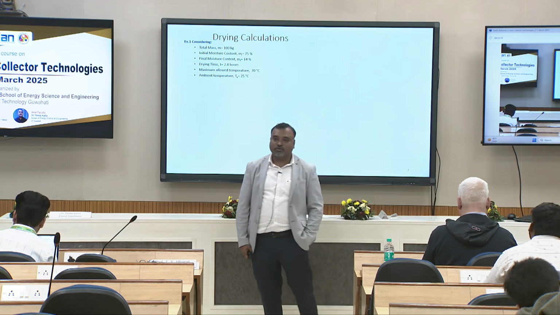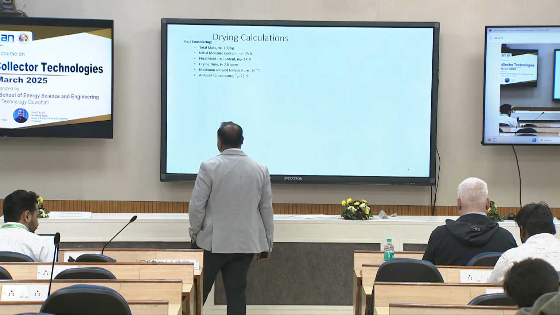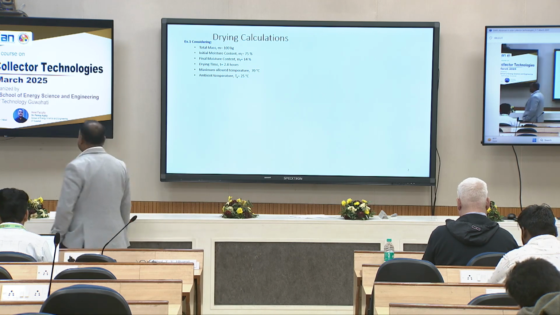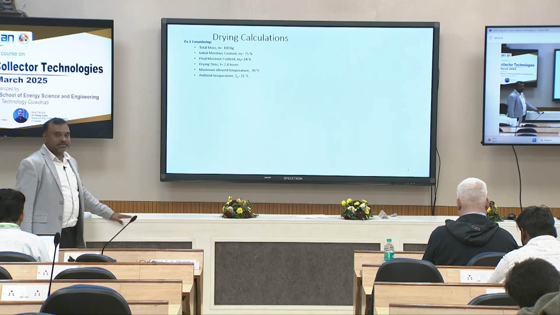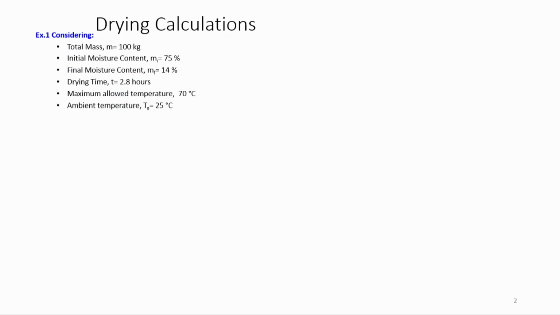So, the problem goes something like this. You can consider the total mass of grapes is about 100 kg, the initial moisture content is 75 percent, the final moisture content is 14 percent, the drying time is 2.8 hours, the maximum allowed temperature is 70 degrees Celsius, and the ambient temperature is about 25 degrees Celsius.